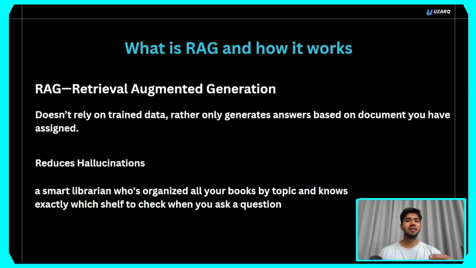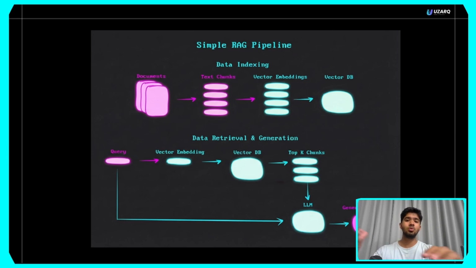Think of it as someone like a librarian who organizes all your books based on certain topic and the author, and whenever someone asks where so and so books exist, they have instant access to where it exists and can direct them. That's the main concept behind RAG. So this is how RAG works.